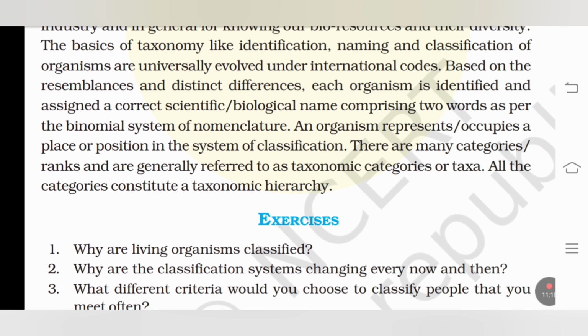It comprises two words as per the binomial system of nomenclature. An organism represents or occupies a place or position in the system of classification. There are many categories or ranks and these are generally referred to as taxonomic categories or taxa, all the categories constituting a taxonomic hierarchy.